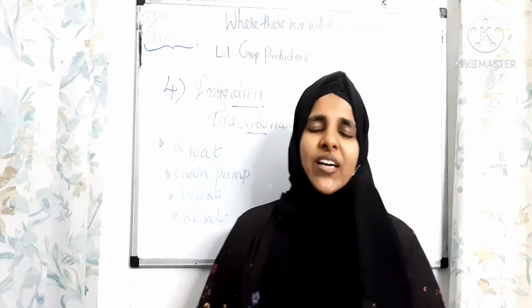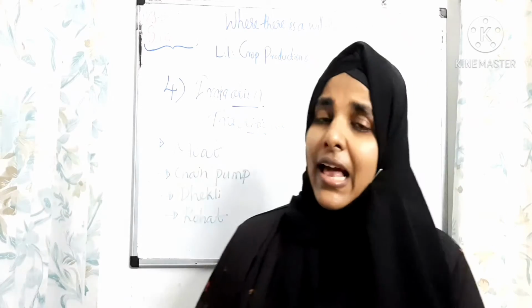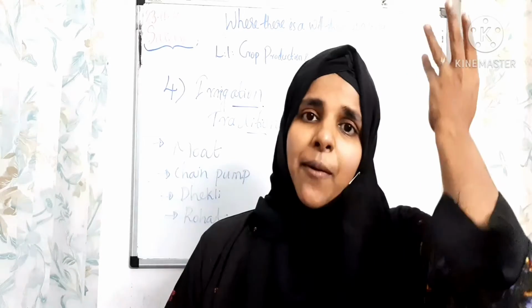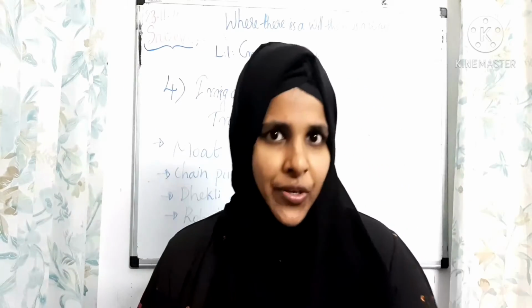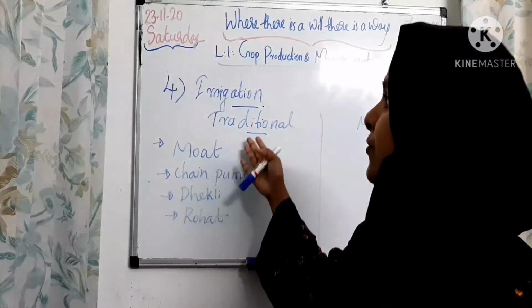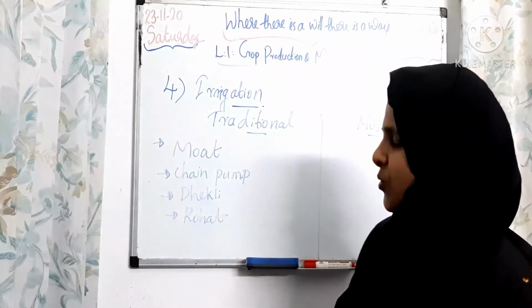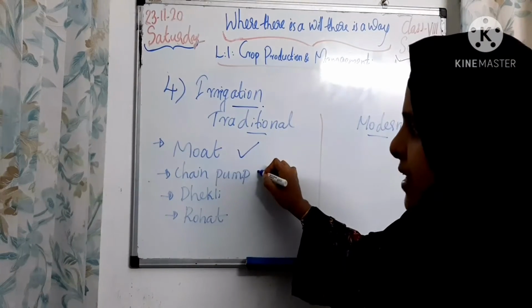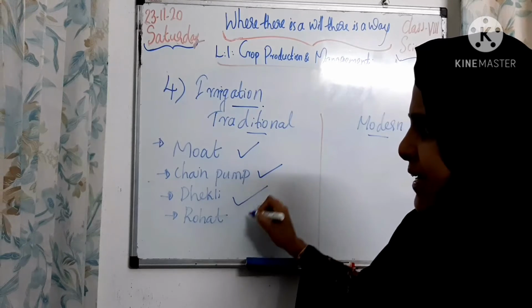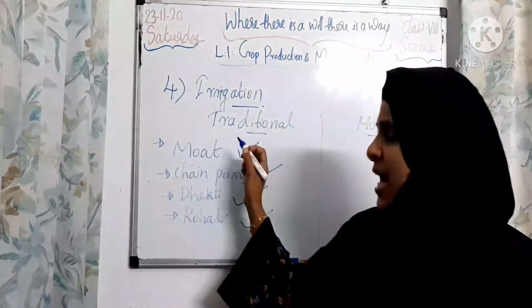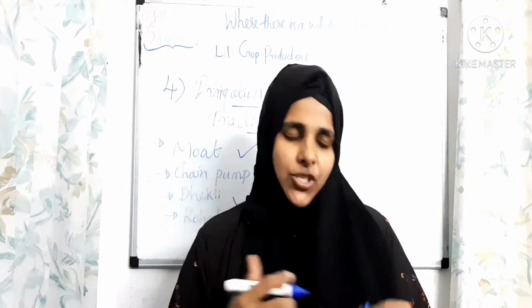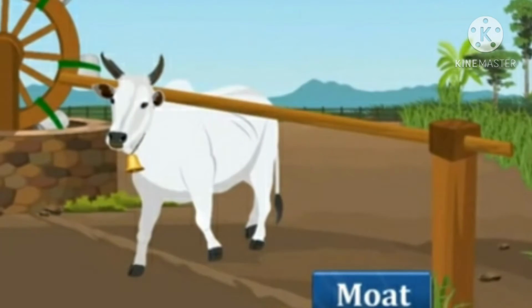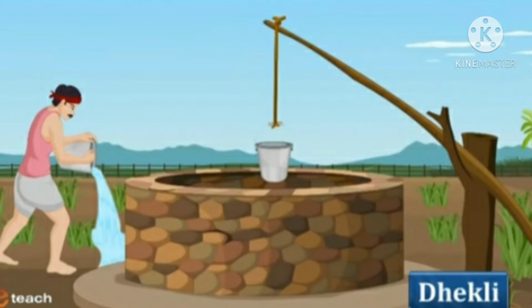Do you know, children, water available in the tank, well and canals is lifted up by different methods in different regions for taking it into the field, okay? These are the different traditional methods. We can check what they are. Mud, then chain pump, Dekli and Rahat, okay? These are the different traditional methods used for irrigation. Cattle and human labor is used in these methods. So they are cheaper but less efficient.